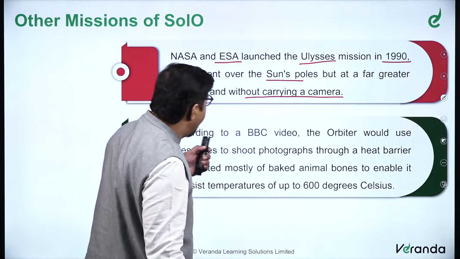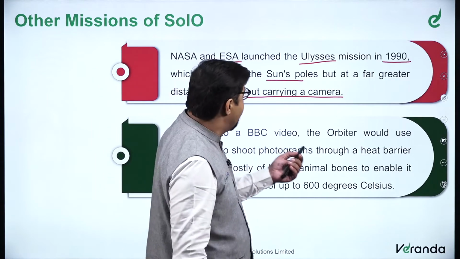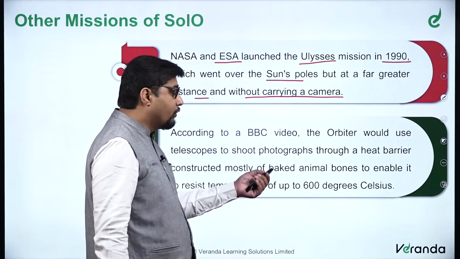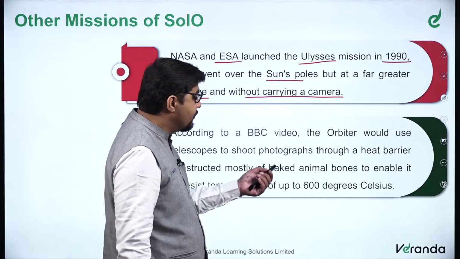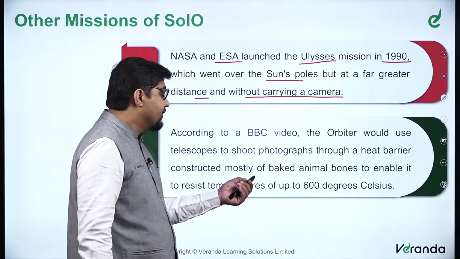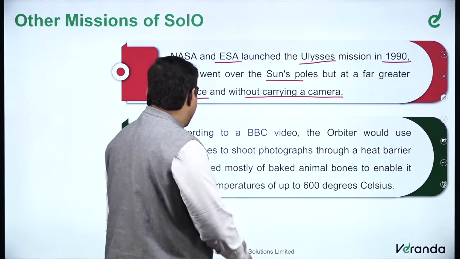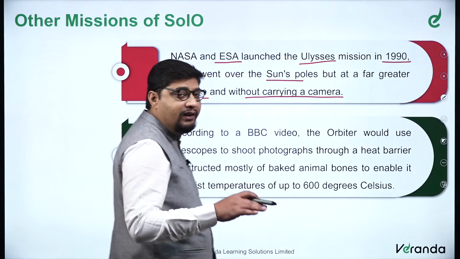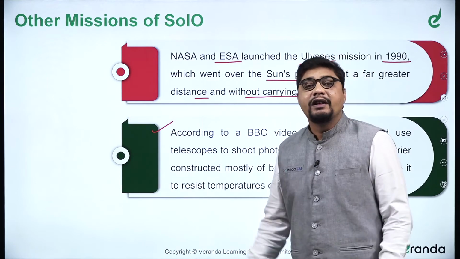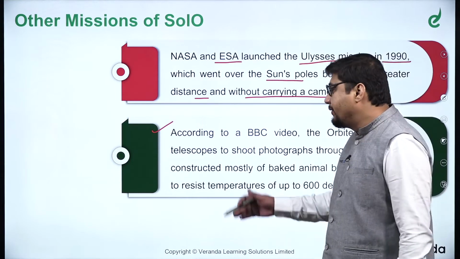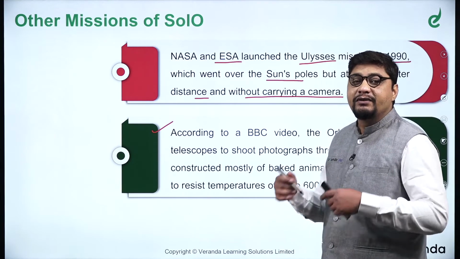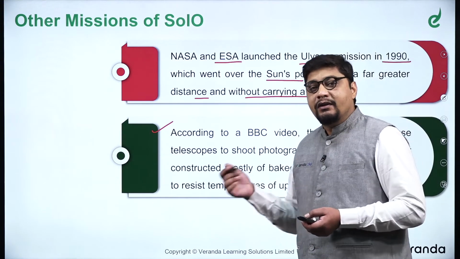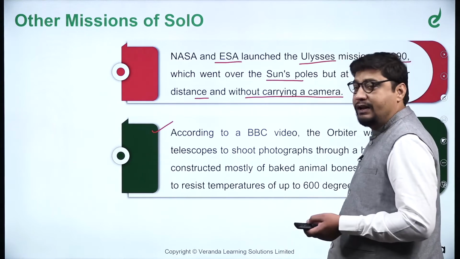So it went near the poles, but as it was not having a camera, you don't have the images of that. Now, according to the BBC's video, the orbiter would use telescopes to shoot photographs through a heat barrier constructed mostly of baked animal bones to enable it to resist temperatures of up to 600 degrees Celsius. So it will go nearer, and it has used some technology where it has used the bones. According to them, the bones can resist the temperatures, and once you get rid of the temperatures, you can get much better photographs of the Sun in the high altitude regions.